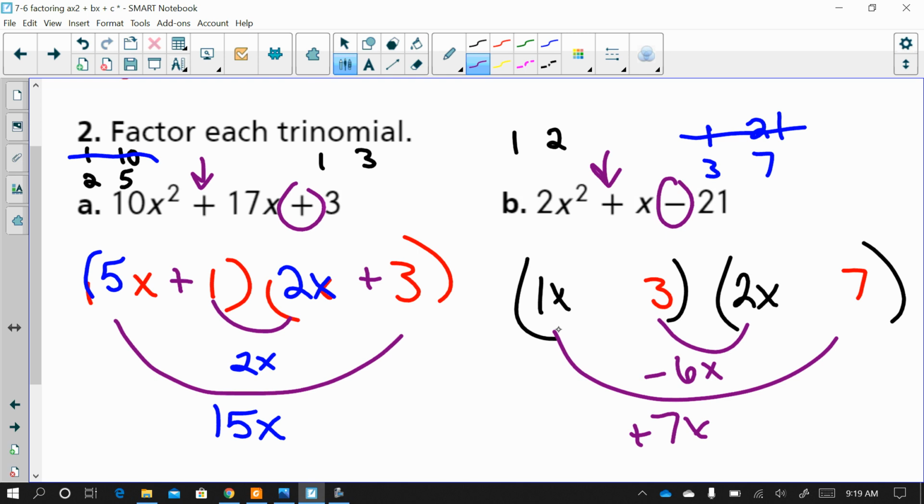Okay, so I made the 7 with the 1 times the 7. So this is where the plus goes. And I made the 6 with the 2 and the 3, so that's where the minus goes. So my answer is x minus 3, 2x plus 7.